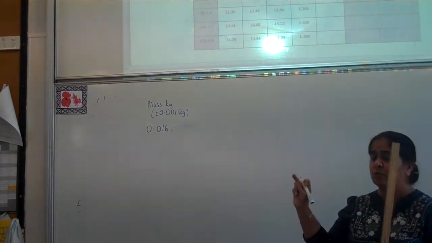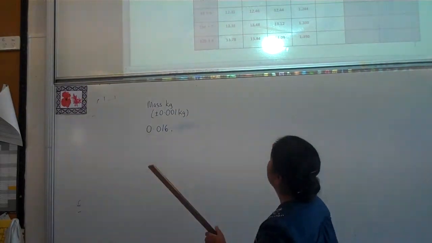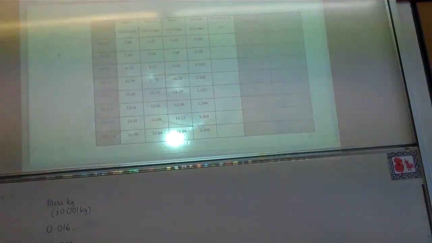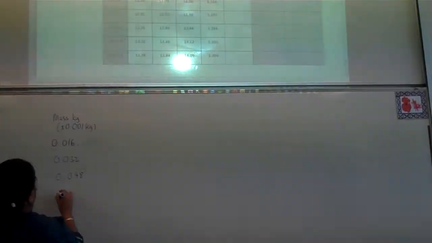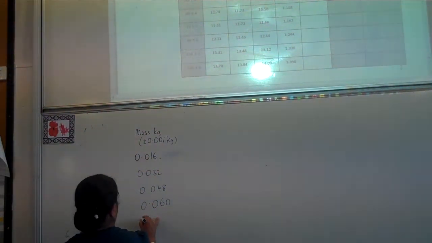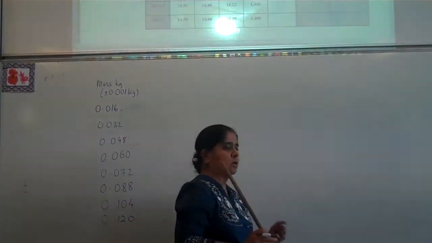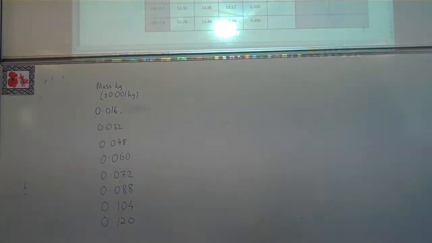Okay, and you don't need to write those 1, 2, 3, whatever. Instead, you will only have the first one, 0.016, and then 0.032, 0.048, 0.06, 0.072, 0.088, etc. 0.104 and 0.120. That's how the data should be written in the first column.